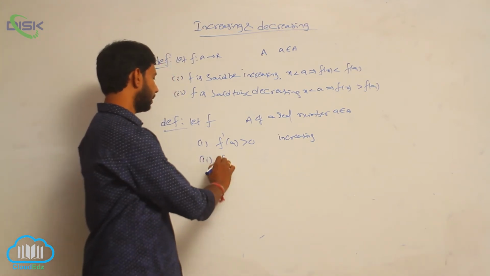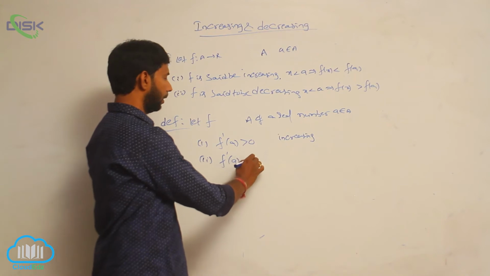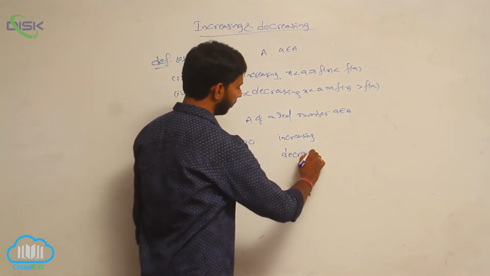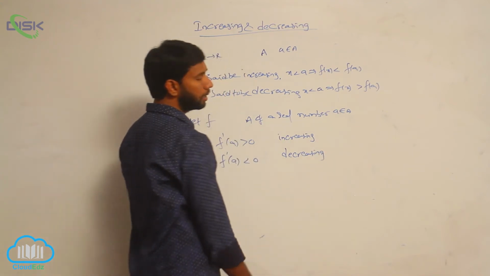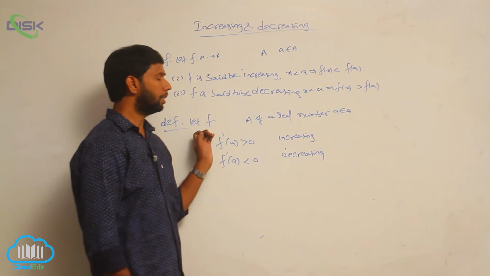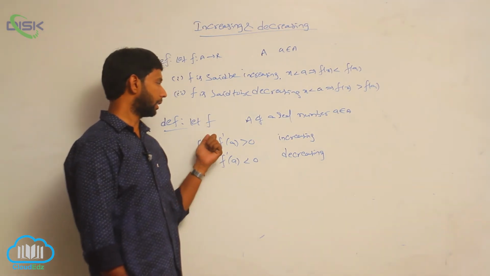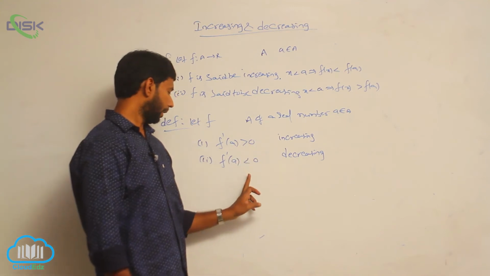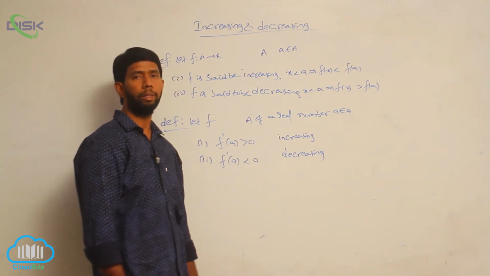If f dash a is less than 0, then the function is said to be decreasing. This is the simple definition of whether a function is increasing or decreasing, depending on f dash x. If f dash a is greater than 0, the function is increasing. If f dash a is less than 0, the function is decreasing.